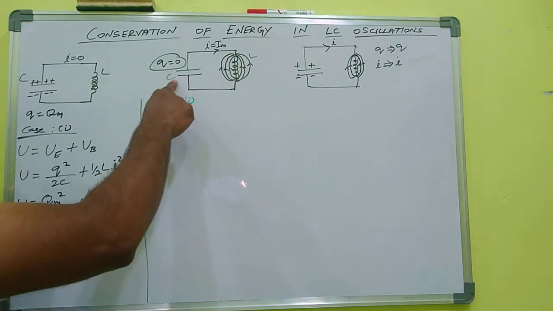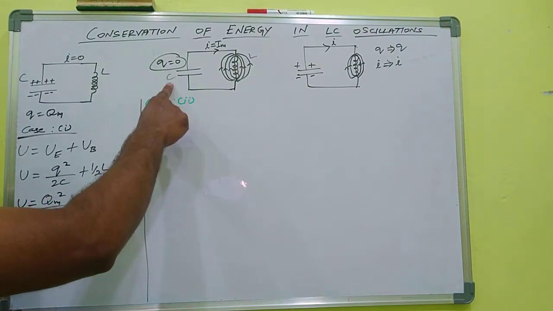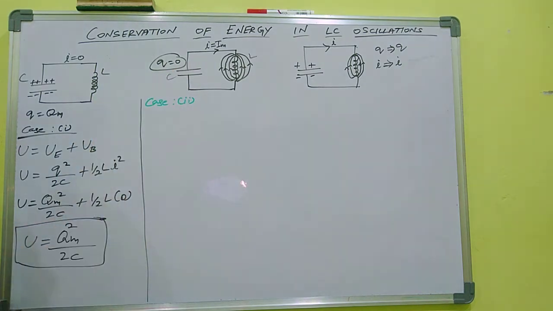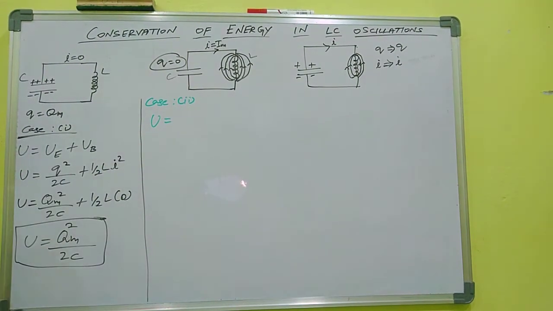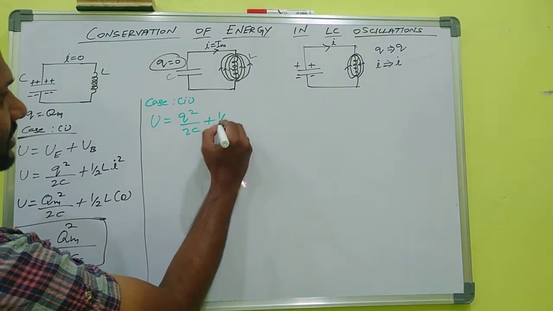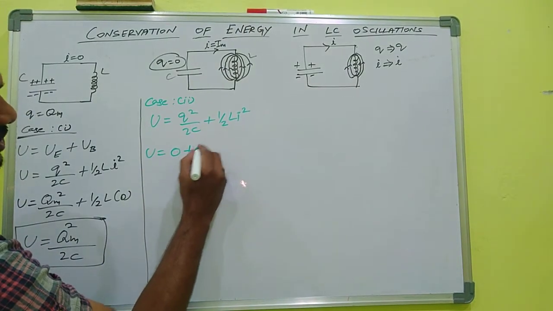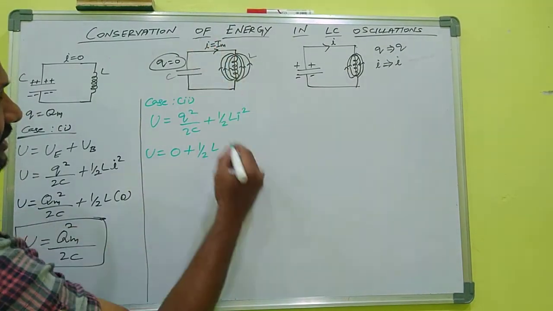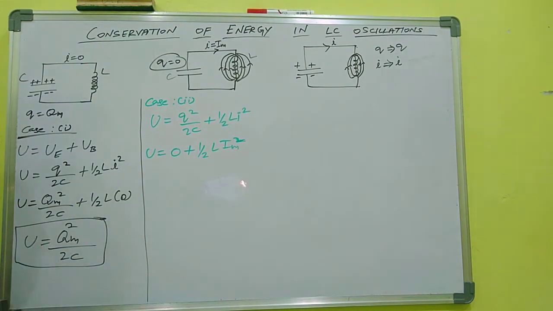What will be the electrical energy of the capacitor? Here the electrical energy of the capacitor is 0 because no charge is stored in the capacitor. Now we can prove this situation. Here we take U is equal to UE plus UB. UE means q square by 2C. Here q is 0. So first I write q square by 2C plus half L i square. Here q is 0, so that term is 0, and half L into, instead of i, we write Im square.